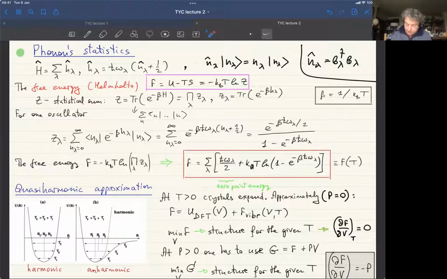Okay, so within the harmonic picture, we can actually calculate the Helmholtz free energy of our system, accounting for phonons, and that free energy depends on temperature. And the question arises whether we can actually consider thermodynamics of crystals using this kind of knowledge. Of course, we know that crystals expand when the temperature is increasing. Yes, and this is to do with anharmonicity.